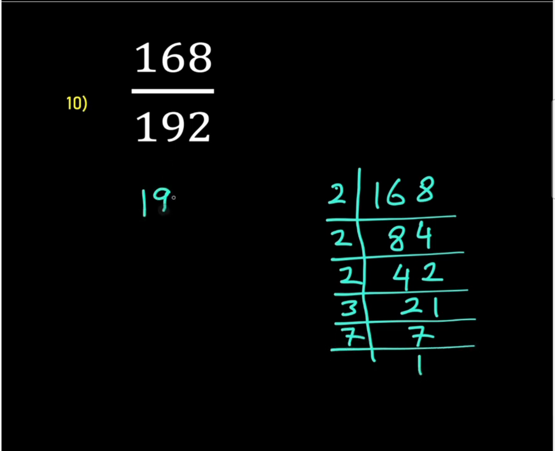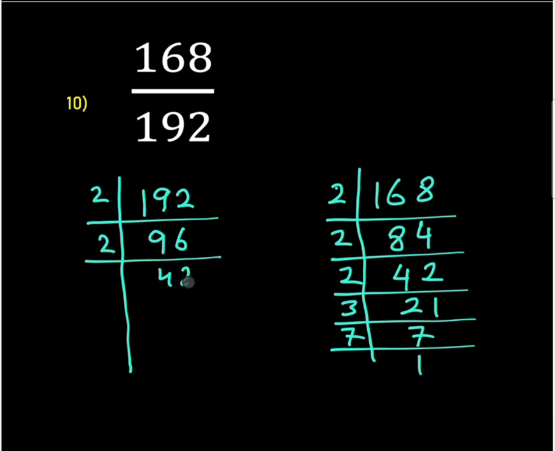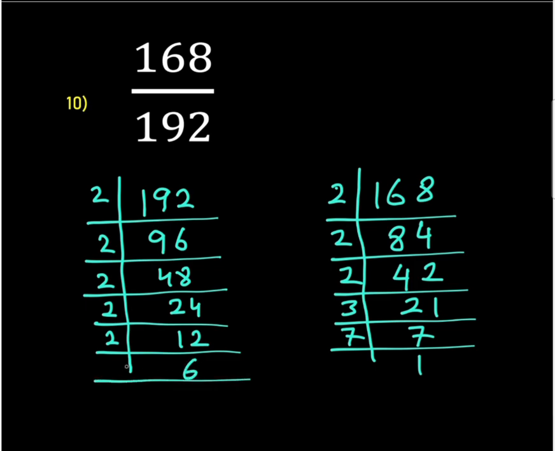We can factor 192 into its prime factorization. Divide 192 by 2, we get 96. 96 divided by 2, we get 48. 48 divided by 2, we get 24. 24 divided by 2, we get 12. 12 divided by 2, we get 6. 6 divided by 2, we get 3. 3 divided by 3, we get 1.